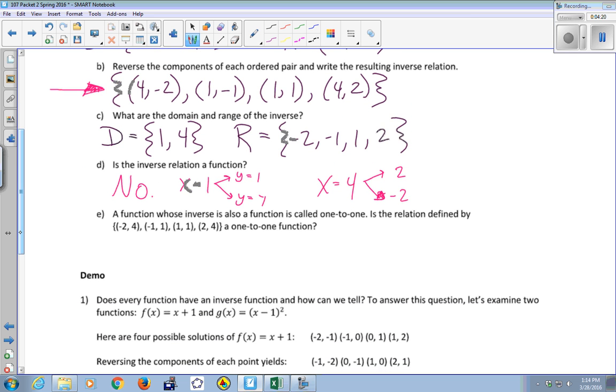All right, so we define a function whose inverse is also a function. We call that special kind of function one-to-one. So is this function that we've been talking about since the beginning here a one-to-one function? No, because when I took its inverse, we said that was not a function. So this is a no. If after I had reversed the components I had gotten a function, we would have said yes, it's one-to-one.